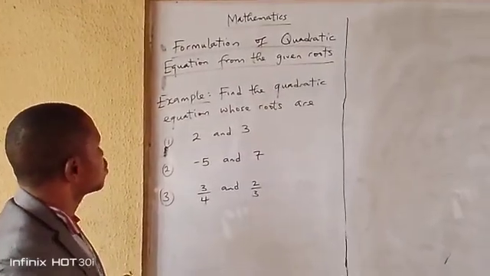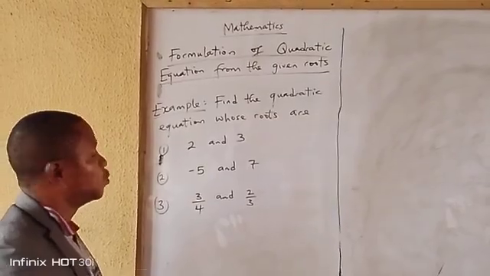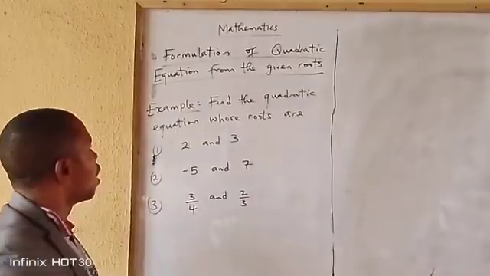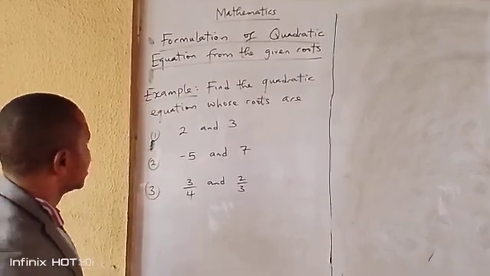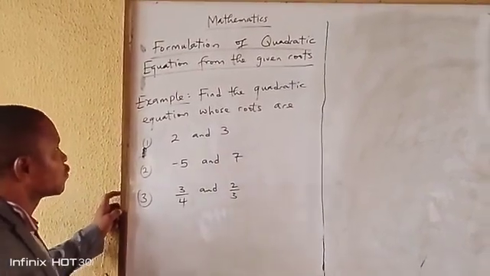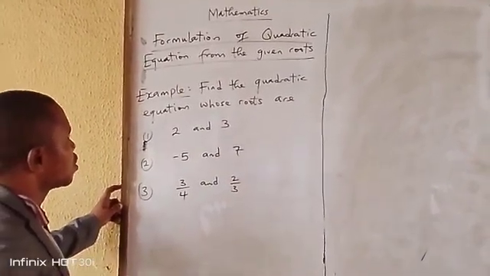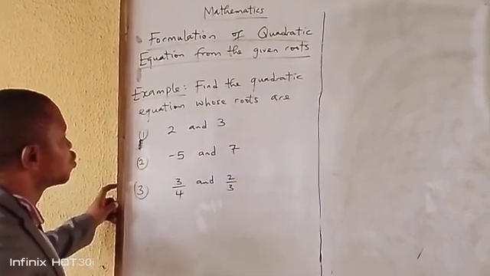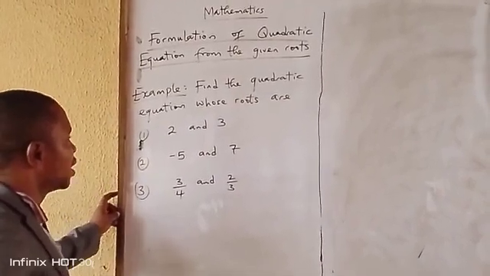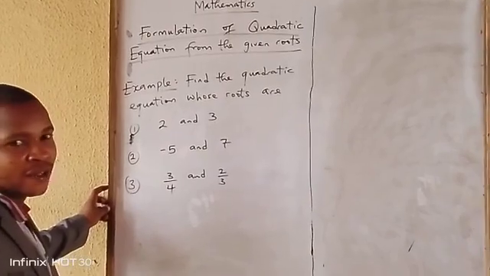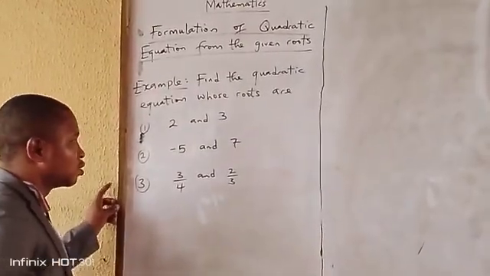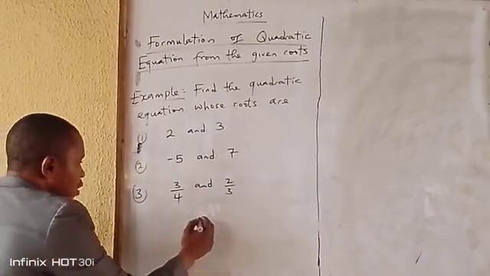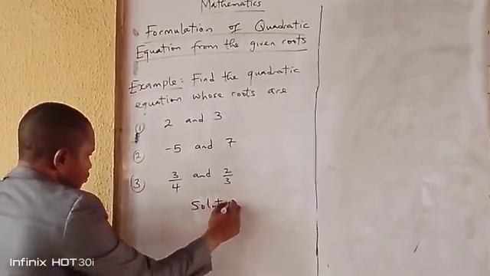Today, we want to consider a topic which is formulation of quadratic equation from the given roots. And the examples that we want to solve today, the question asks us to find the quadratic equation whose roots are number 1, 2 and 3, number 2, minus 5 and 7, and number 3, 3 over 4 and 2 over 3. So let's solve these questions.